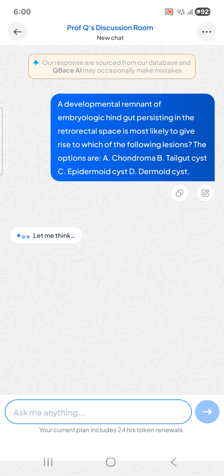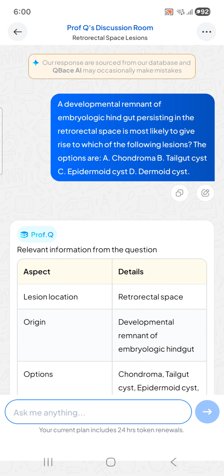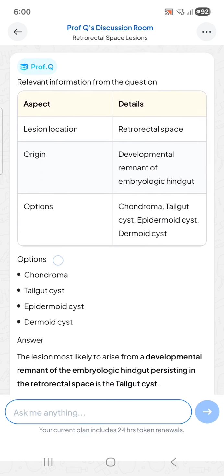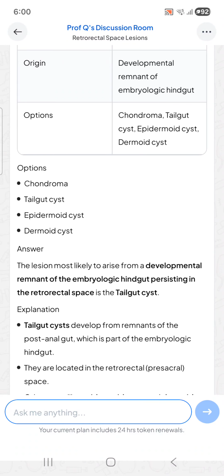Here is the question. A developmental remnant of the embryological hindgut persisting in the retrorectal space is most likely to give rise to which of the following lesions? I have given the options as chondroma, tailgut cyst, epidermoid cyst, and dermoid cyst. So it looks at the relevant information and processes it. And the lesion that is most likely to arise from the developmental remnant of the embryological hindgut persisting in the retrorectal space is the tailgut cyst.